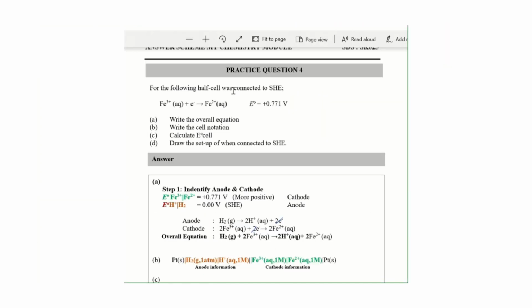Practice question 4. For the following, half cell was connected to SHE. Given half cell equation and E naught value of iron, we have 4 questions, A, B, C, D. A, write overall equation. B, write cell notation. C, calculate E naught cell. And D, draw setup of when connected to SHE.